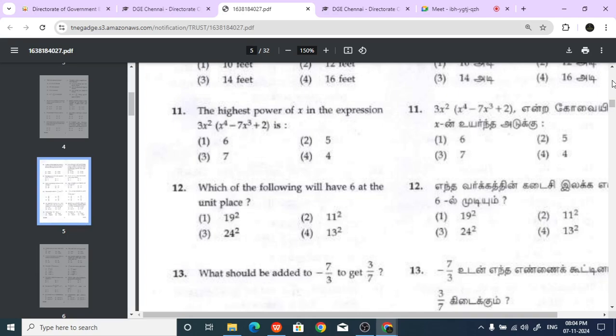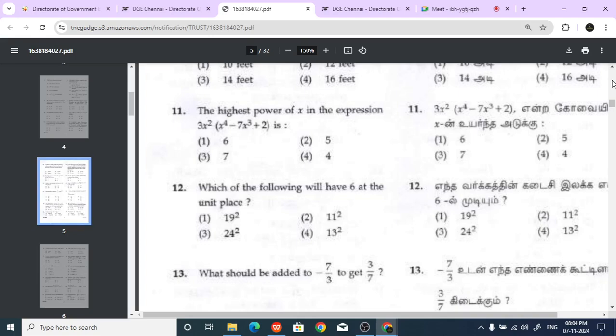Suppose I ask you, how many members are there in your family? Tell me the answer, Kavinaya. 4, sir. Can you ignore your sister and tell 3? No, sir. Like that.